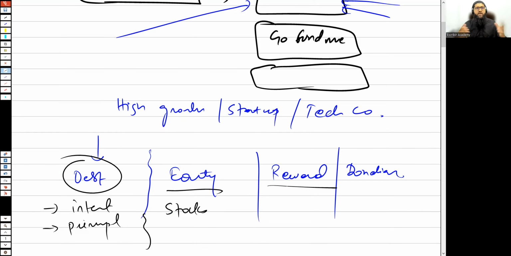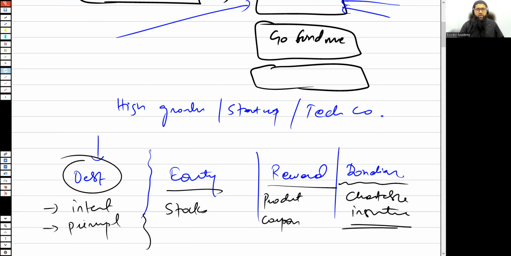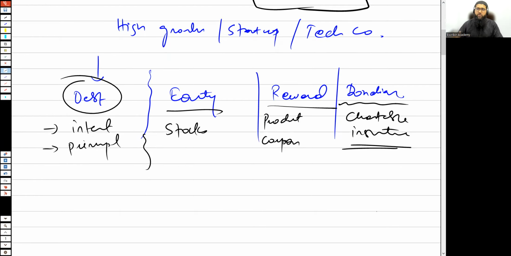The reward based could be multiple things, like the product that you are going to manufacture, or any other type of reward like a coupon or a voucher. You could commit people to a reward if they fund you right now. And lastly, donation based crowdfunding. This is usually for charitable institutions, which attract the crowd to come and fund them because they are a charity, doing certain work, and they are going to help you out.